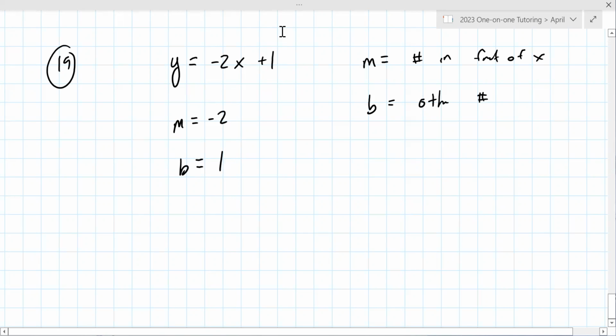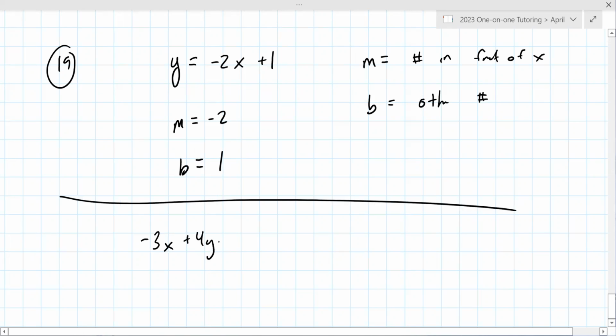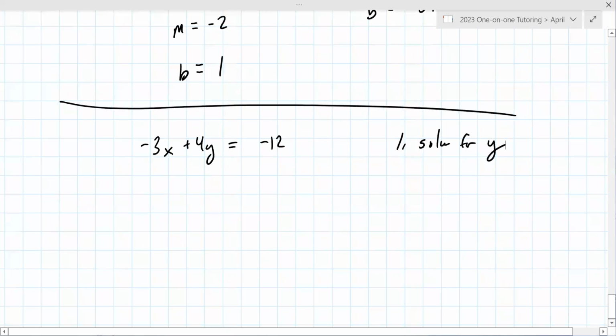Is that okay? Yeah. Now, what you're going to be given is something like this: minus 3x plus 4y equals -12. Notice that it is not in this format up here. So you first need to solve for y. You got to be very careful with your signs, moving things around. Do you want me to show you how to do this, or do you want to try this on your own? Let me try it first, and then we can see. Sounds good.